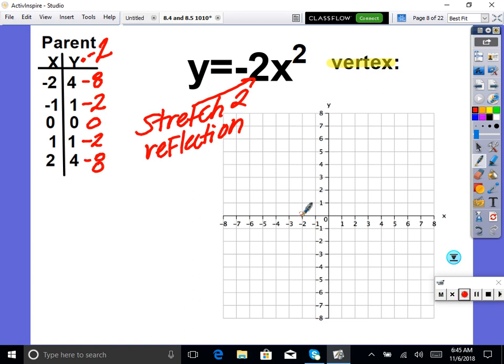So then we're going -2, -8. -1, -2. 0, 0. 1, -2. And then 2, -8. So it's stretched out vertically and it's reflected. There was no shift left and right, no shift up and down, so our vertex would still be at 0, 0.